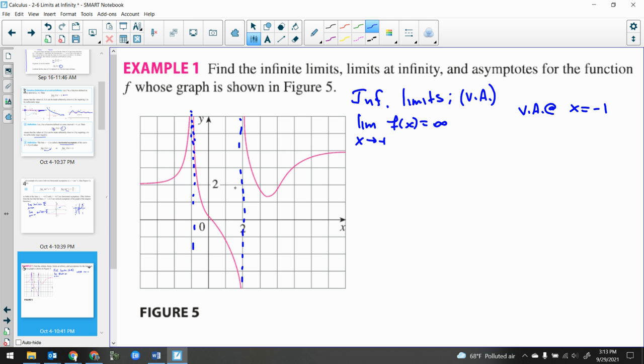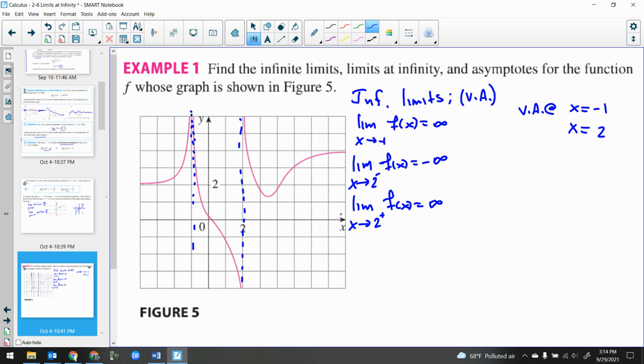I can also say down here, the limit as x approaches 2 from the negative side of f of x is negative infinity. We also know that the limit as x approaches positive 2 from the positive direction of f of x is positive infinity, but it doesn't matter that those don't line up. It doesn't matter that the full limit does not exist because I just need one of those to make it a vertical asymptote. So there's also a vertical asymptote at 2.